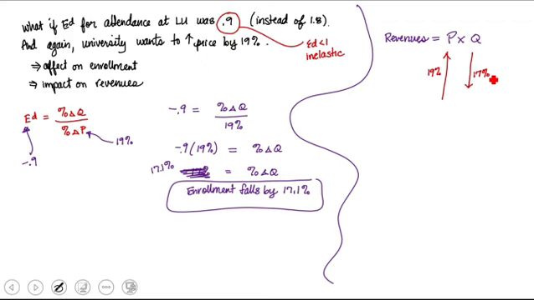17%. So what happens to revenues here, guys? Does revenue go down or does it go up? So revenues go up from this, and revenues go down from this, right? Which effect is bigger? The increase or the decrease? This is 19%, this is 17%.